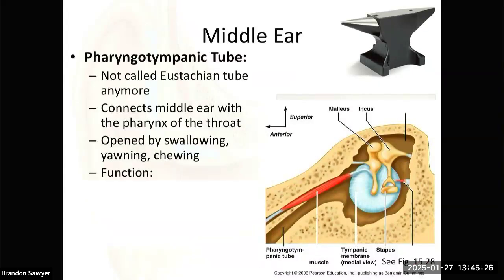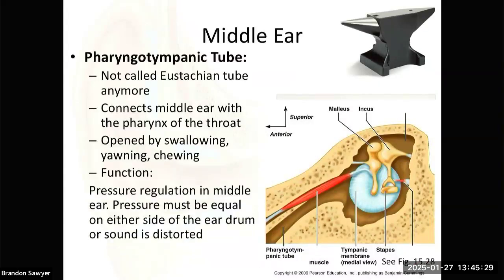So another aspect of the middle ear is what's called the pharyngotympanic tube. This is what we used to call the eustachian tube, but there is just really this canal in your cranial bones that connects the middle ear to your throat. That's what the pharyngotympanic tube is. The pharynx is your throat, and the tympanic cavity is your middle ear.